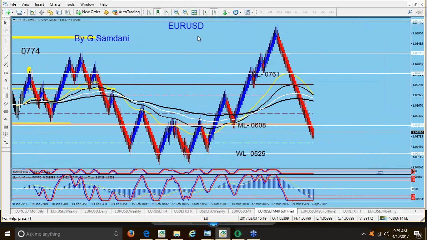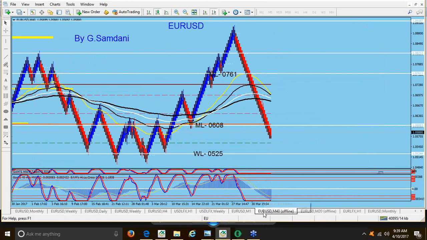All right, so EUR/USD. This is the 40-minute chart. Usually it doesn't change. The 20-minute is the one that gets messed up, right? So this is the key area right now here. 0608, straight drop, big drop, right?